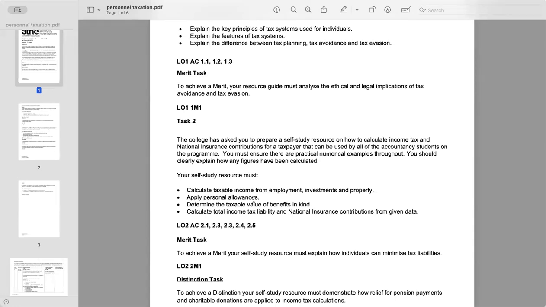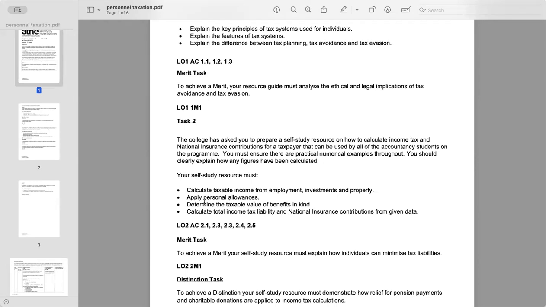So, in task 2 of the assignment, you will be preparing a self-study resource on how to calculate income tax and NIC for a taxpayer. This resource will be used by all accountancy students in the program. It's important to provide clear explanations and practical numerical examples throughout. First, you have to calculate taxable income from various sources, including employment, investments, and property. This involves understanding how to determine the income subject to taxation after accounting for allowable deductions and exemptions.